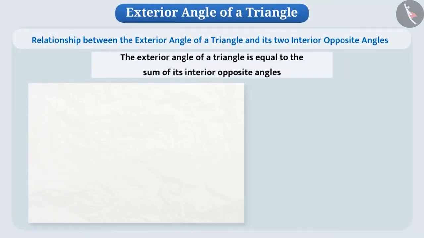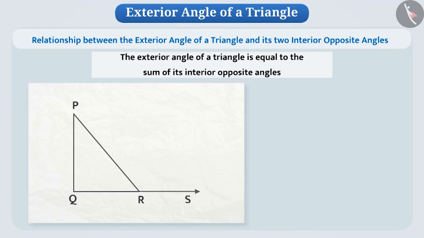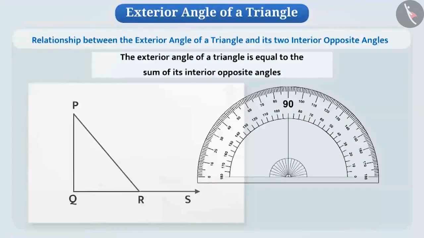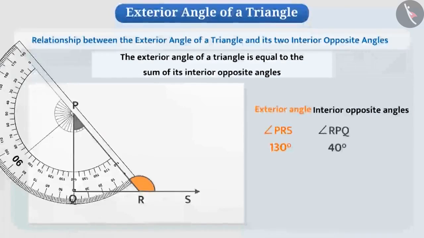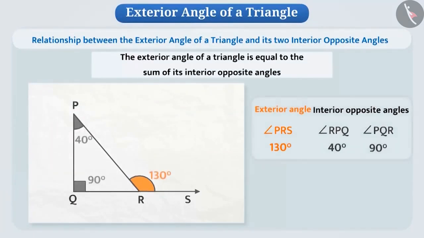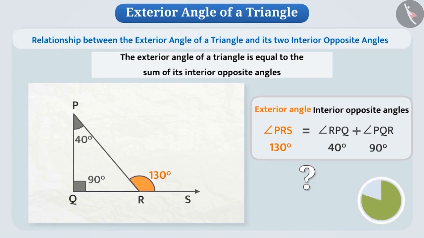Now take a piece of paper and draw triangle PQR and form its exterior angle PRS. You can make any type of triangle. After making the triangle, find the measure of the exterior angle PRS and the interior opposite angles using a protractor. Can you say that angle PRS is equal to angle RPQ plus angle PQR? Why don't you pause the video and find out? Each time, you will find that the exterior angle of a triangle is equal to the sum of its two interior opposite angles.